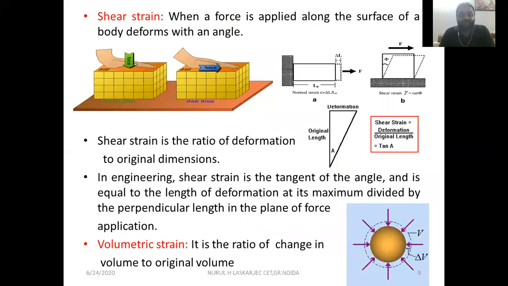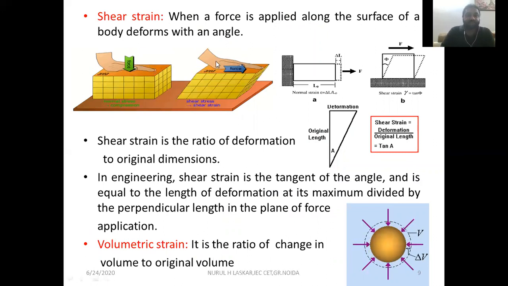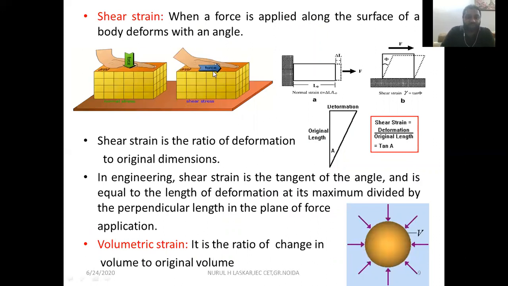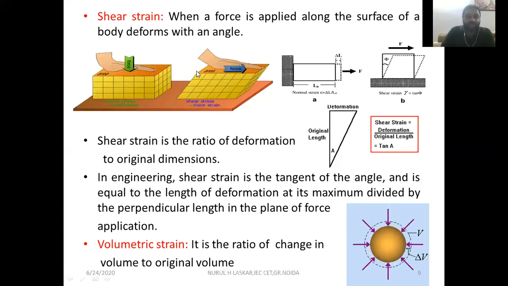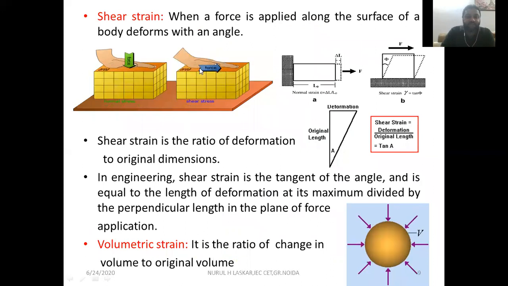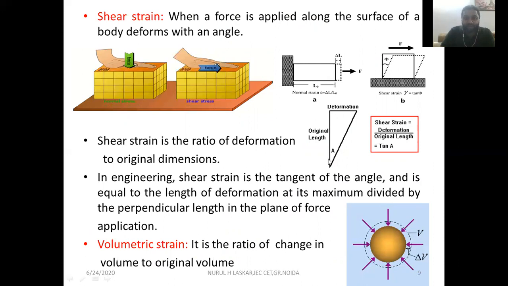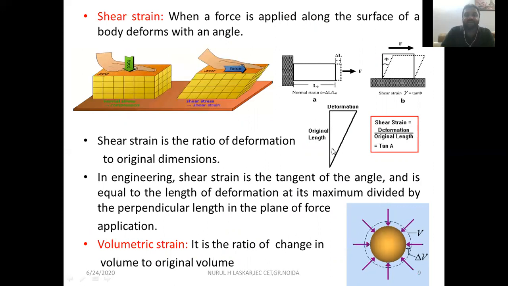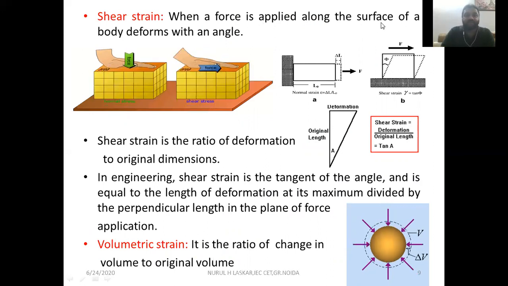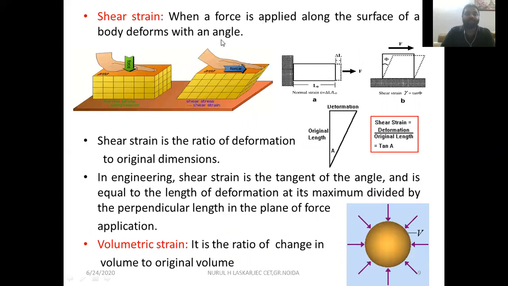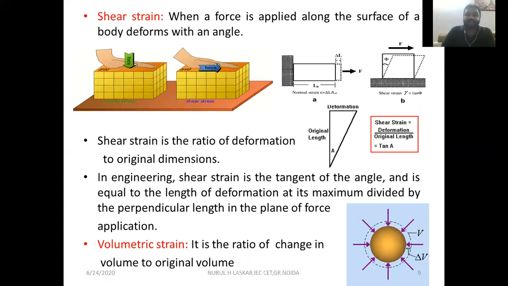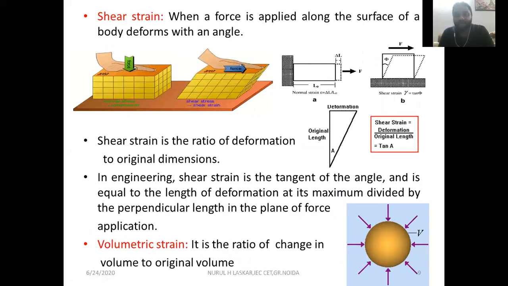Now shear strain, which is very important. What is shear strain? Look at this second figure: the force is applied along the top surface, so the top surface is distorted by a certain angle. Here is the original dimension, and this is the deformation. This angle A is called the shear strain. So when a force is applied along the surface of a body, the body deforms through an angle, and that angle is normally called shear strain.